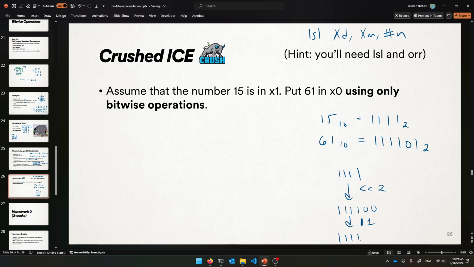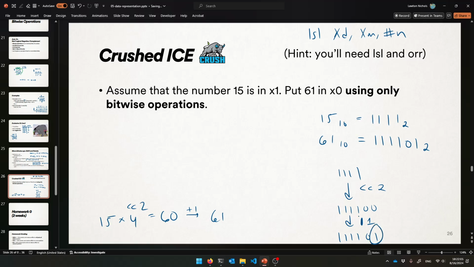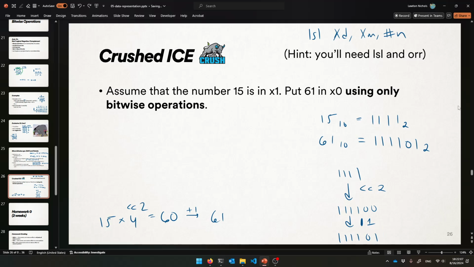We get 1, 1, 1, 1, 0, 1. So that's what we need to do, okay? And yeah, another way to think about that is we need to multiply 15 by 4, right? Because that's left shifting by 2. That gives me 60. If I just add 1 more, that'll give me 61, and I can get that by just putting a 1 in that position, all right? That's another way to think about it.